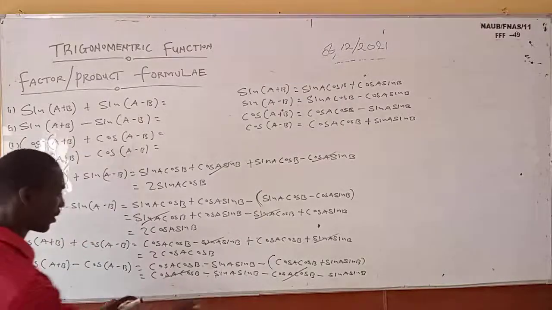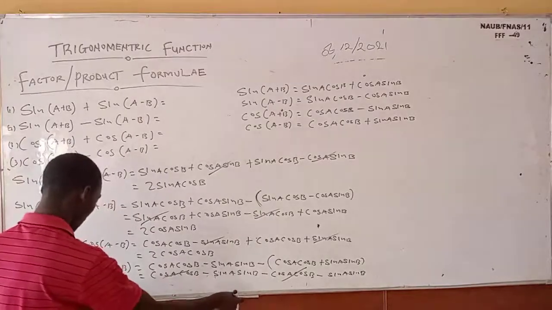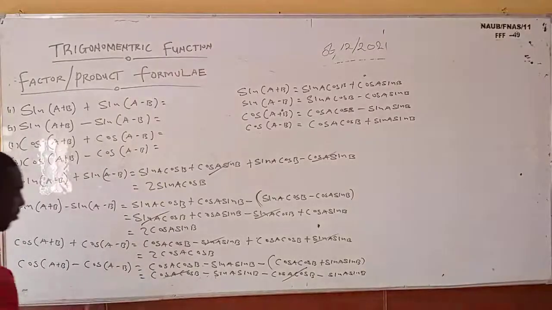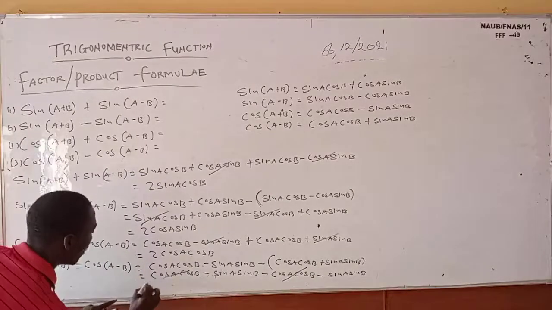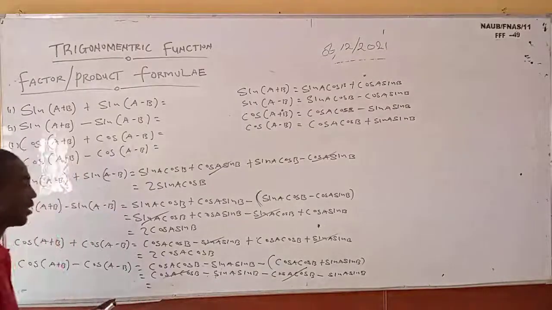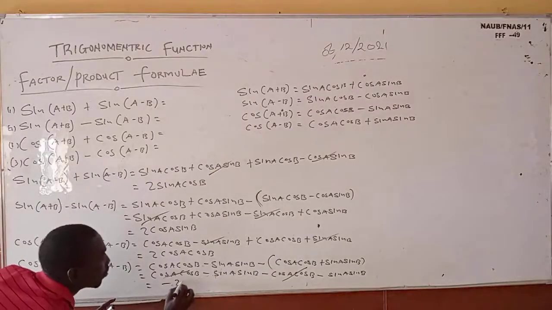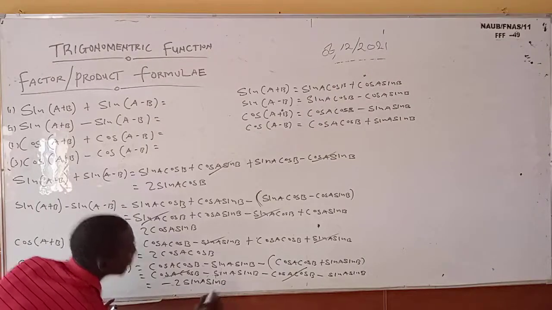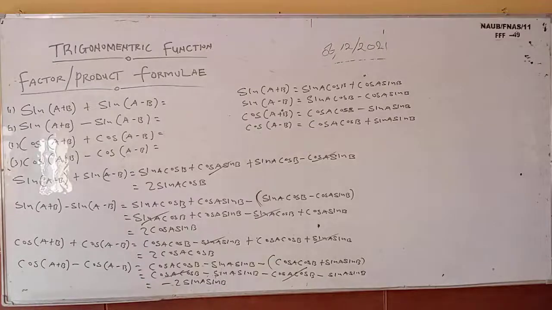Maybe you can see this here. Yeah, you should be able to see it now. So it will be equal to minus sine A sine B minus sine A sine B, which is what? Minus 2 sine A sine B. How do you get that? So these are all the answers we have for this.